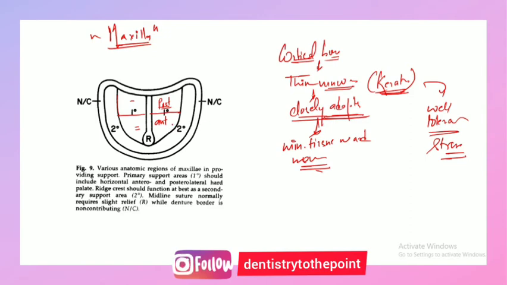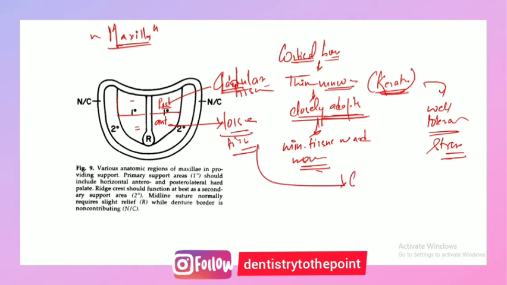Along with that, you have loose connective tissue and glandular tissue. The loose connective tissue and the glandular tissue are going to provide what? A cushioning effect also. So whatever forces are directed are decreased as they reach towards bone, right? A hydraulic cushioning effect. Along with that, there are secondary stress bearing areas like the crest of the maxillary ridge.